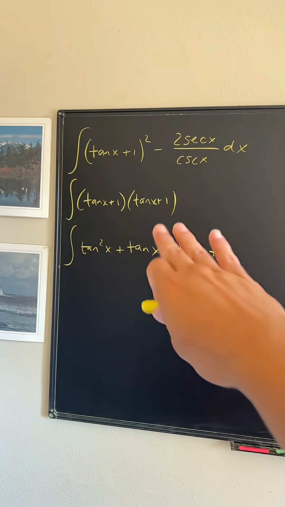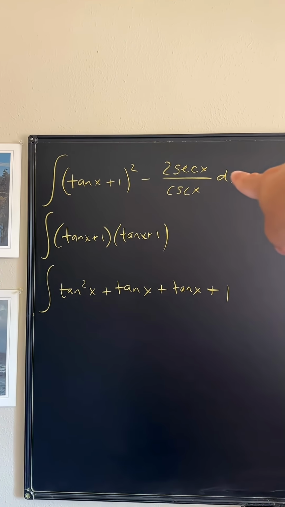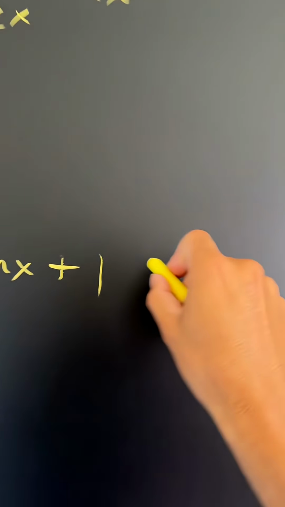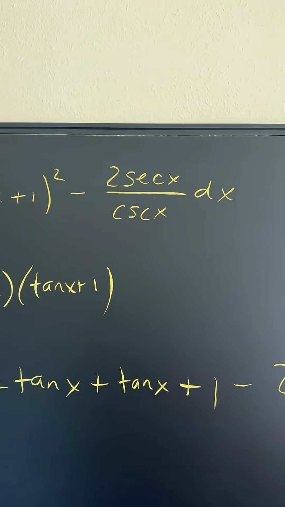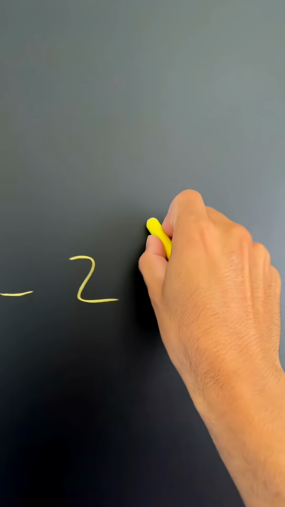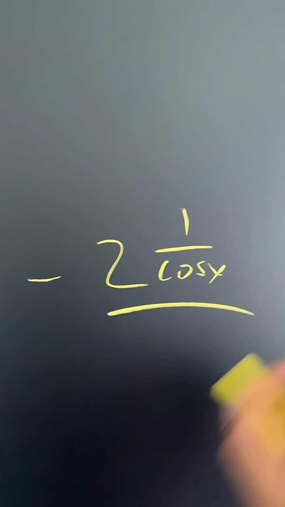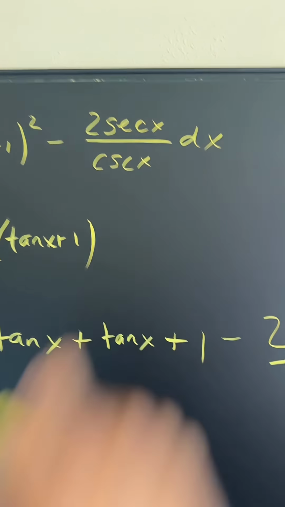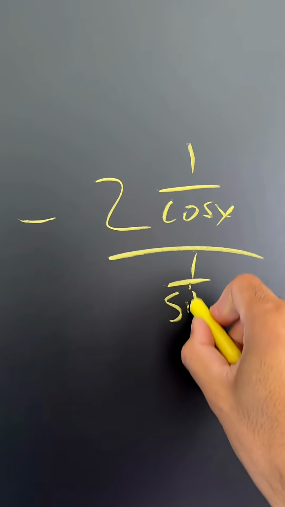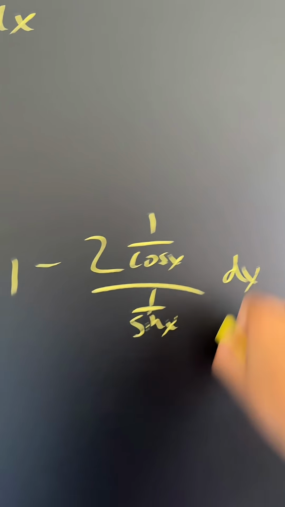Awesome. Okay, we're not done there yet because we have this right here. Let's talk about this. On the top we have secant, that's just 1 over cosine. And on the bottom we have cosecant, which is 1 over sine. We're going to talk about this in a second. Let's go ahead and continue.